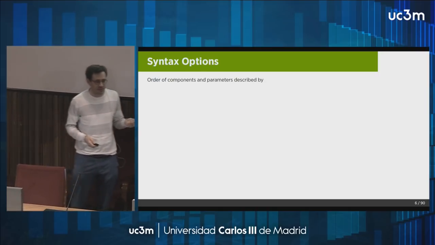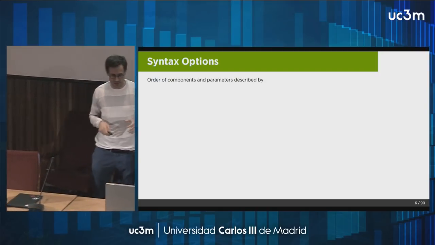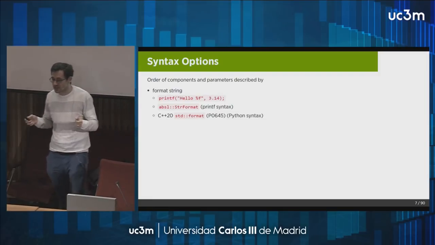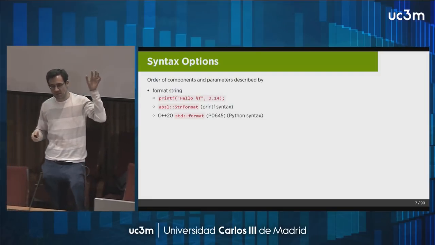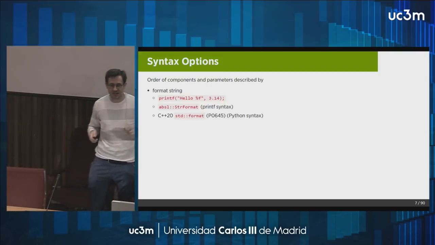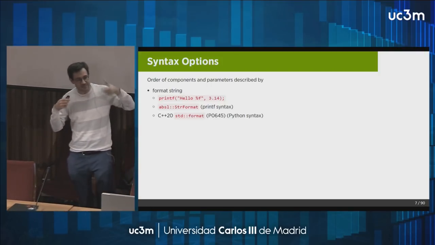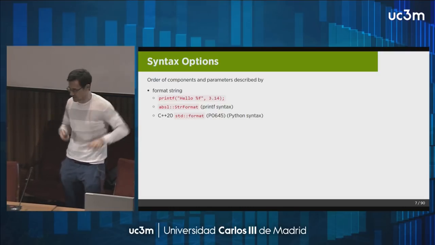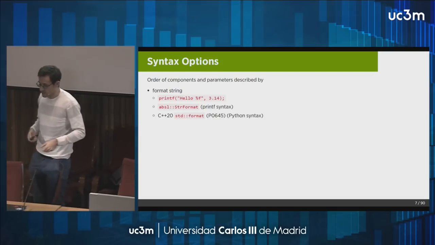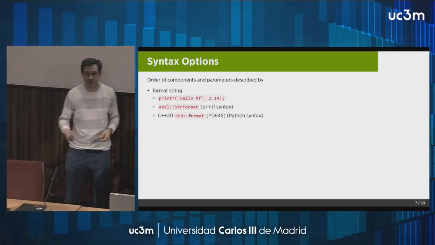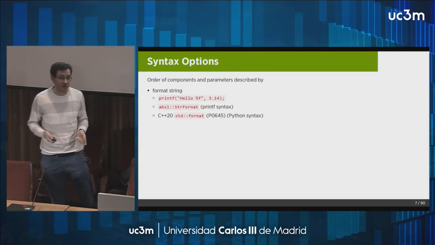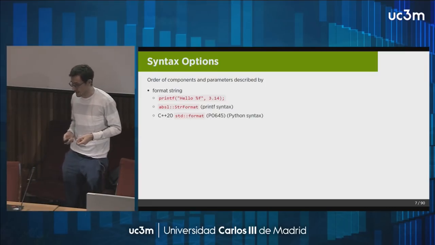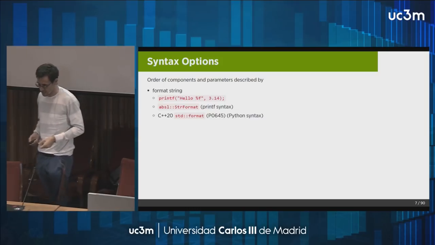How can we do that? Well, I think there are fundamentally two ways to do it. One is we use a format string. A format string is essentially a string with some placeholders in there, and these placeholders are then replaced by the components, and they also contain the way to format that particular component. Examples are printf, the Abseil library from Google, and also, just voted freshly into the standard, std::format from C++20. It uses kind of a Python syntax.